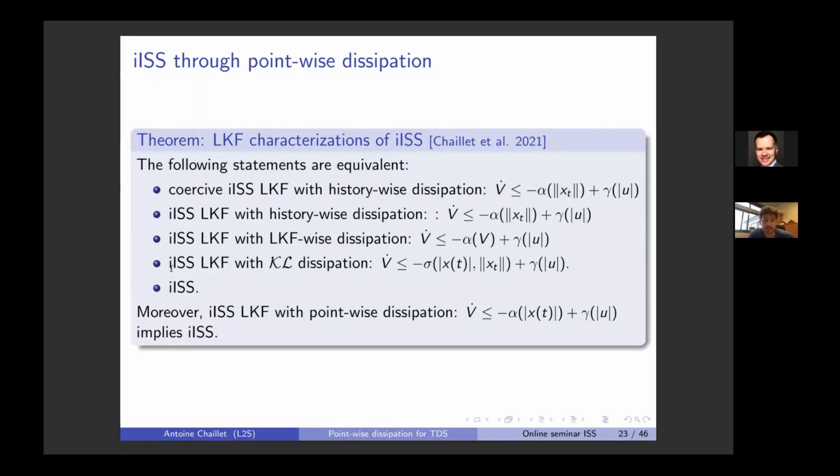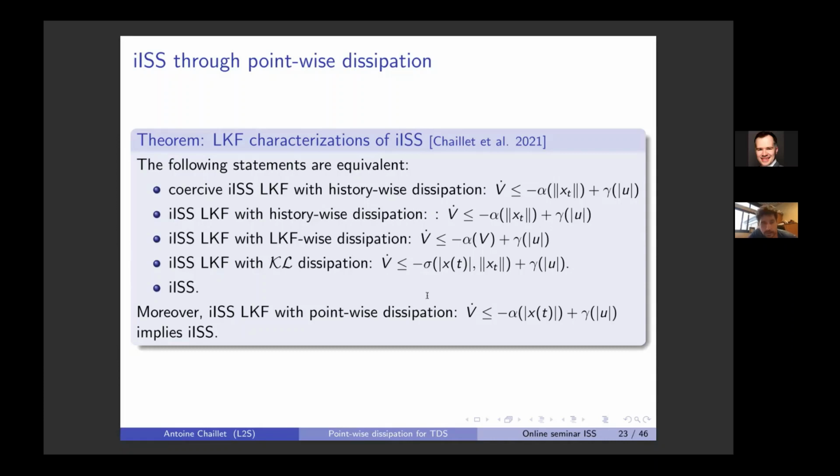And here I show that integral ISS is equivalent to history-wise dissipation with a coercive Lyapunov function, simply history-wise dissipation, or Lyapunov-wise dissipation, or even KL dissipation. Okay, so this is probably the weakest requirement you can get. Once again, it's increasing in x of t, but decreasing in the history norm.